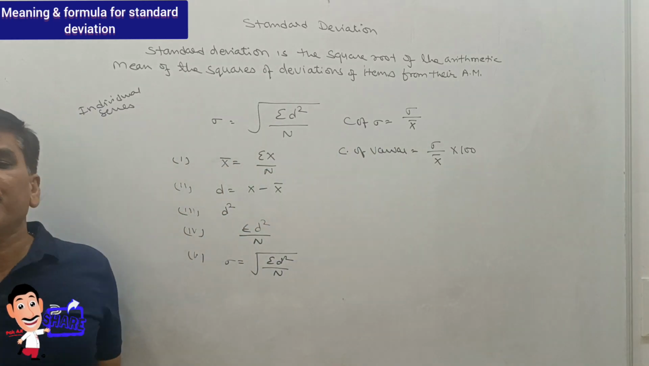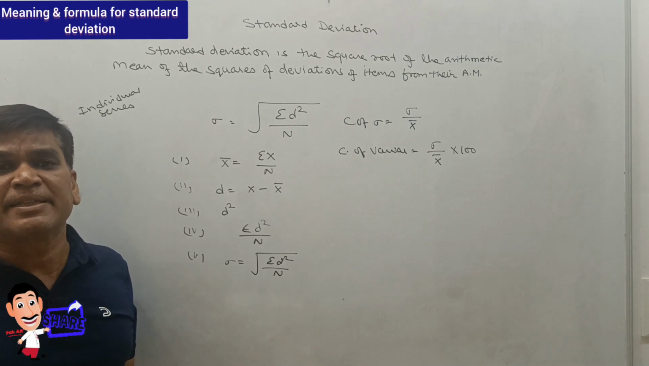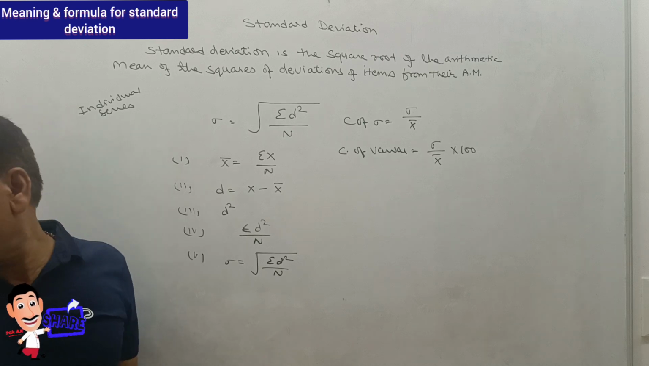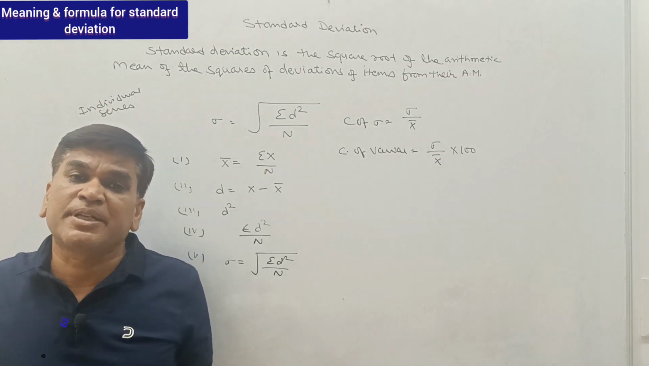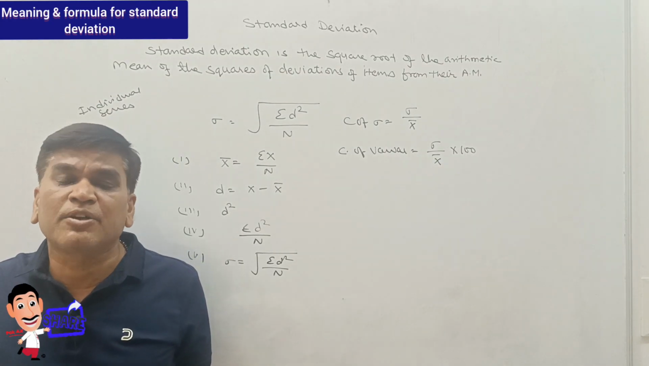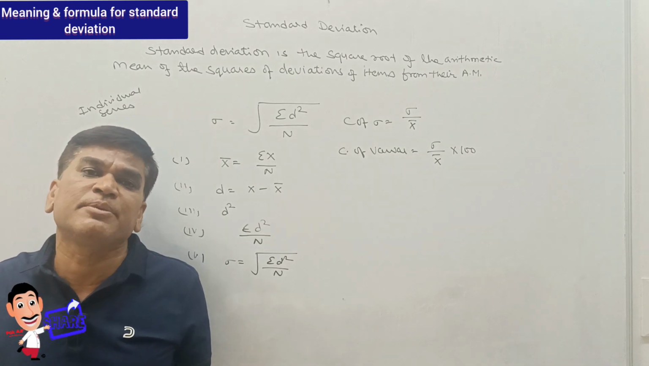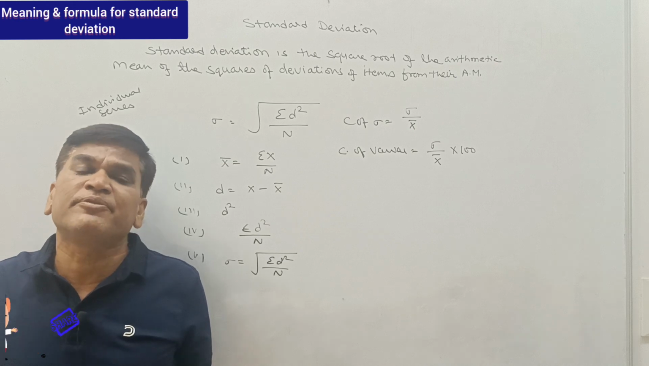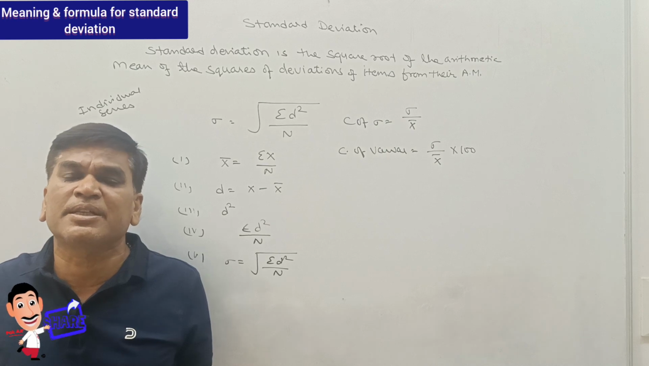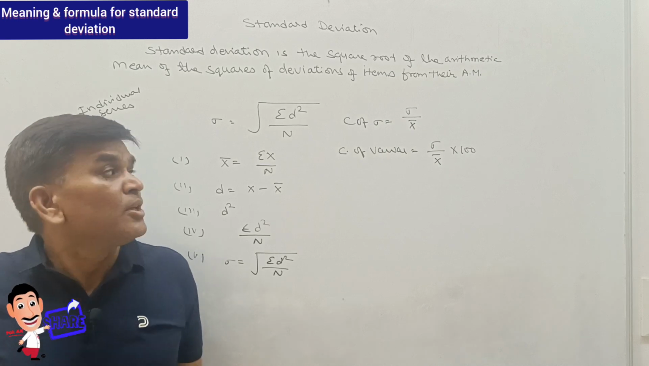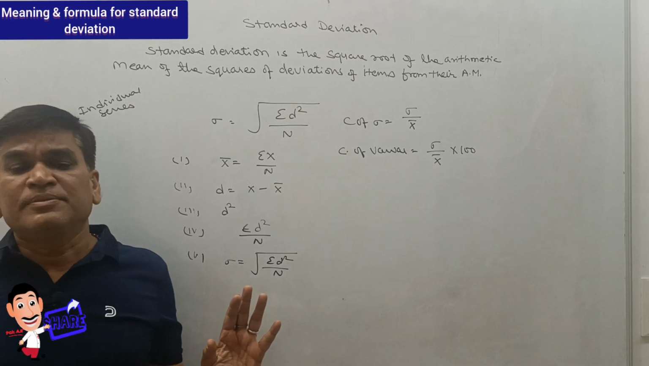If we want it in percentage form, then we calculate the coefficient of variation. If we use the percentage form of the coefficient of standard deviation, that will be called the coefficient of variation. This is also very useful for comparison between two series. Later when we do the questions, we will understand how to use the coefficient of variation and the coefficient of standard deviation, etc. So this is the direct method to calculate the standard deviation.